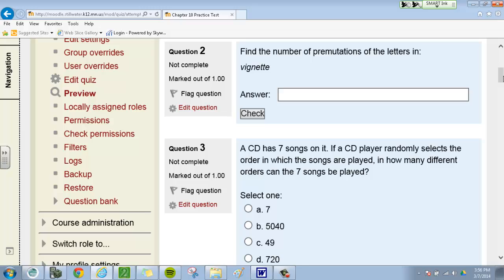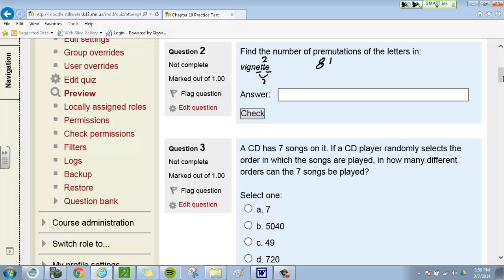Okay, find the number of permutations of the letters. Well, it would be really easy if there weren't duplicates, but notice in this word there are 2 E's, and look at there's 2 T's right there. So what you need to do, are there any other duplicates? Just scan in. I don't think so. You need to count up how many letters there are all together. 1, 2, 3, 4, 5, 6, 7, 8.